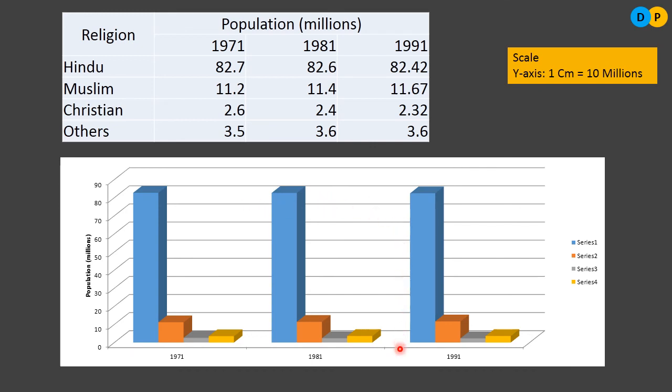What is the use of a multiple bar diagram? It is used to represent various sets of interlinked data. Data needs to be interlinked. Then you will be considering the multiple bar diagram.